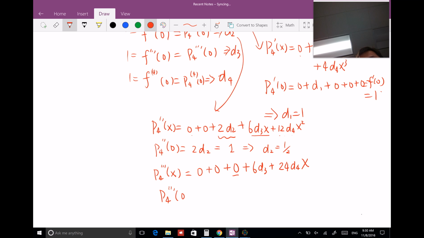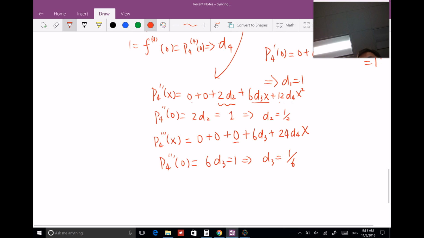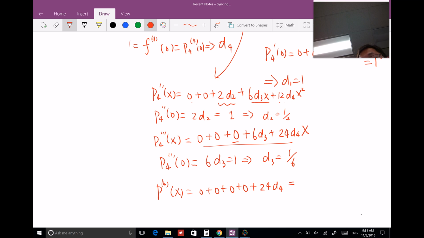So how do I find d3? Well, when we plug in 0 for x, we're going to have 6d3 equals 1, and solving for that, we get 1/6. Yeah, d3 equals 1/6. So how do I find d4? We're just going to take the derivative again, which is going to be 0 plus 0 plus 0 plus 24d4. So the answer is just 24d4, because all the previous terms become 0. And this one equals 1, so d4 equals 1 over 24.